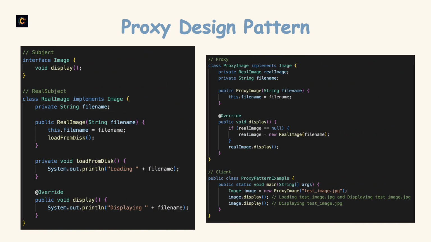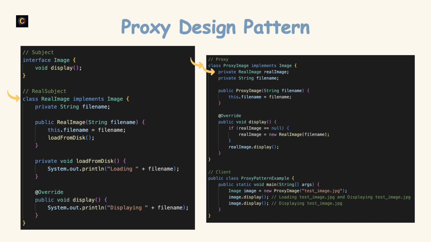Now, let's see some code examples. Here is an example of the proxy pattern. In this example, the proxy image controls access to the real image, loading it only when necessary.